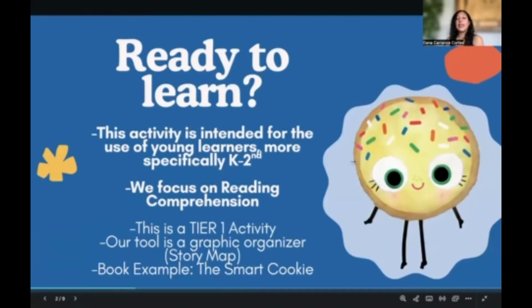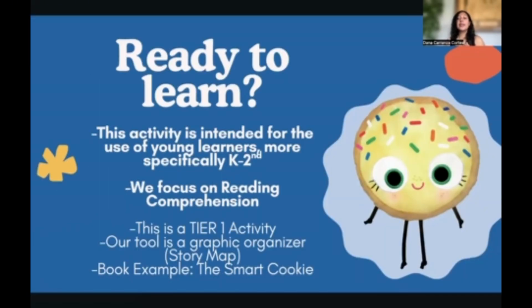Starting off with just explaining that this activity is intended for the use of young learners, more specifically in the K through 2nd grade setting. We focus on reading comprehension. This is a tier 1 activity, meaning it is for everyone. And our tool that we will be using is a graphic organizer known as the Story Map, with our book example from the Smart Cooking.